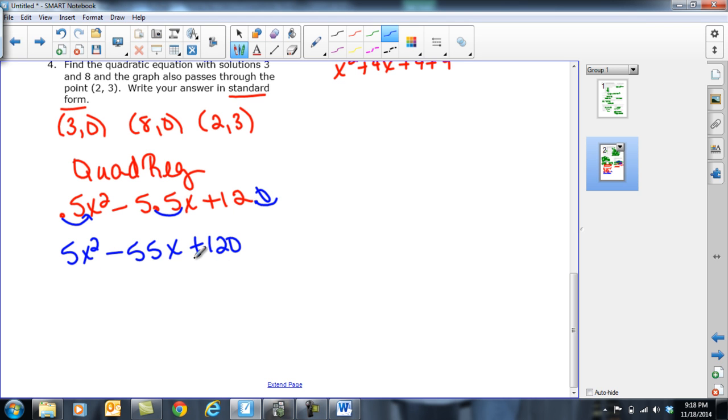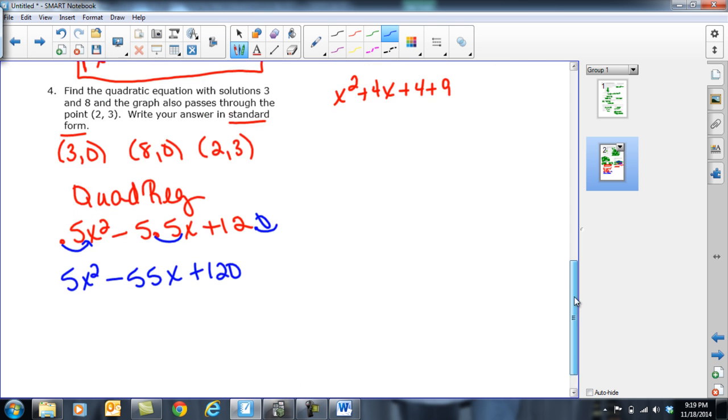You can't have a fraction or a decimal in front of the x squared and be in standard form. It has to be a whole number. So now it's a whole number. All is well. This blue one is standard form. So let's do one more.